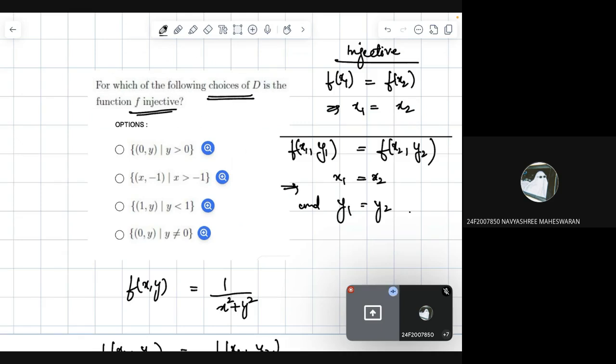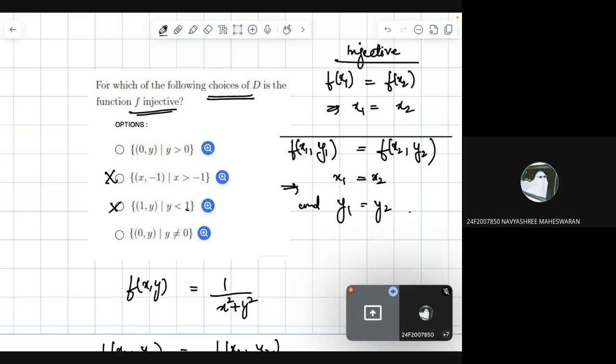So what do we have here? We have 0 < y, y greater than 0. So y is positive here. In the second option, y is negative, so this is the wrong option. y cannot be negative. Again, 1 < y < 1, y again cannot be negative, because if y is negative, then y1 square equal to y2 square will not give us y1 equal to y2. So this also is the wrong option.